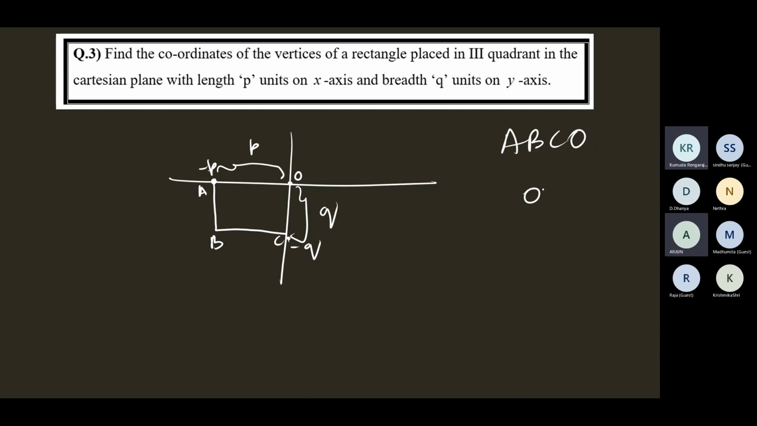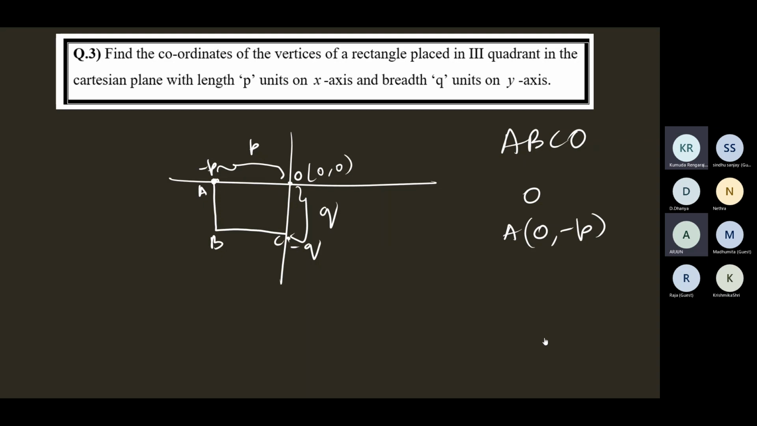What are the coordinates of O? 0, 0, ma'am. 0, 0. Thank you. What about the coordinates of A? 0, minus q, ma'am. 0, minus p. Very good.